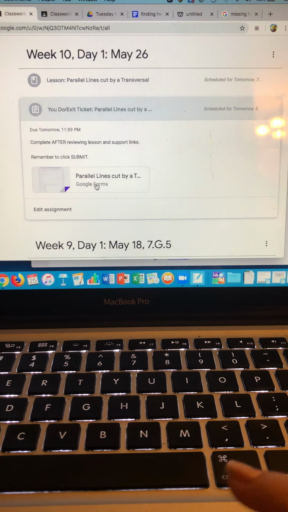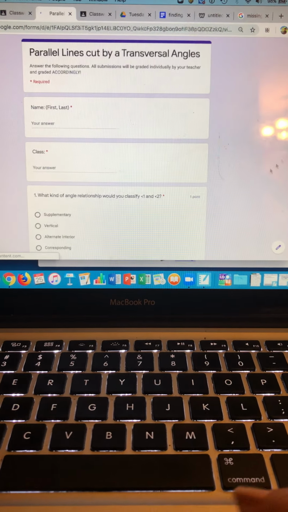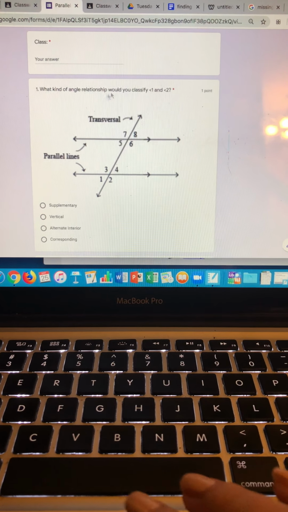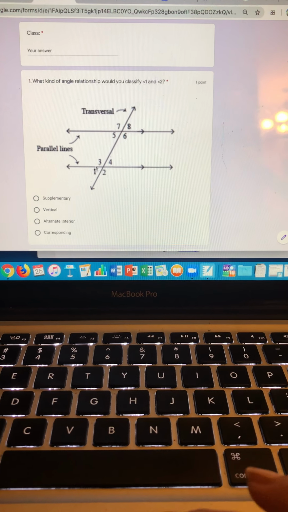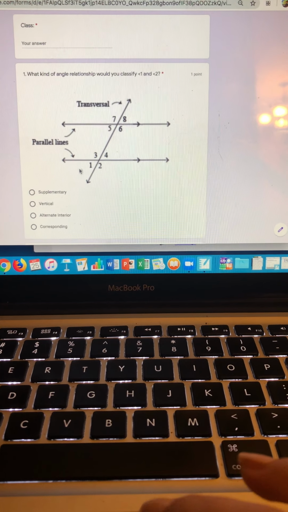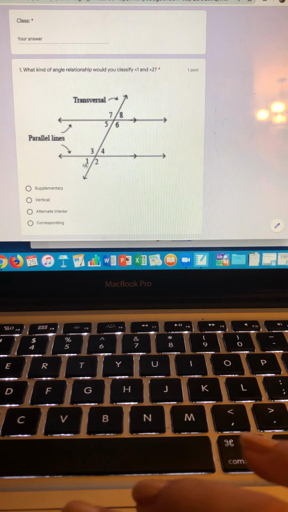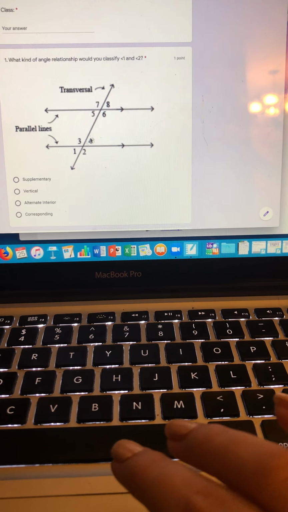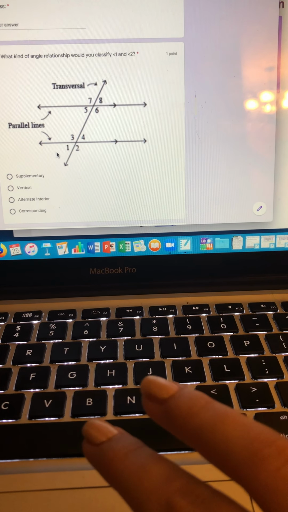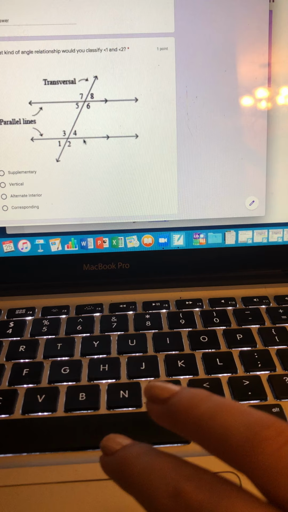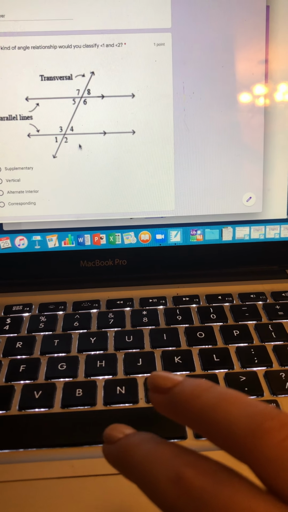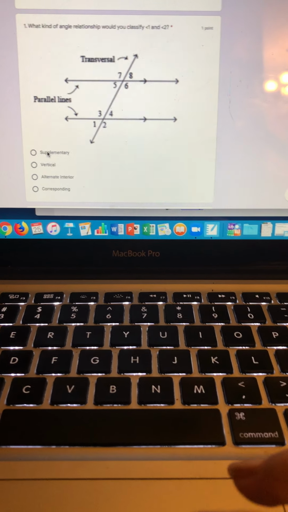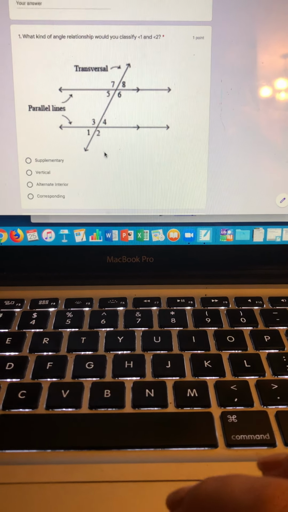Okay, so if you go to your exit slip, you'll see that you have the picture, and I'm just going to keep asking you, what is the relationship between angle 1 and 2? Angle 1 and 2, they're outside of the parallel lines. They're not alternate interior. They're not vertical because they're not across from each other like 4 is, but they are next to each other. And if they're next to each other, they make this straight line, and whenever angles make a straight line, I know that they are supplementary. So this answer would be supplementary for number 1.